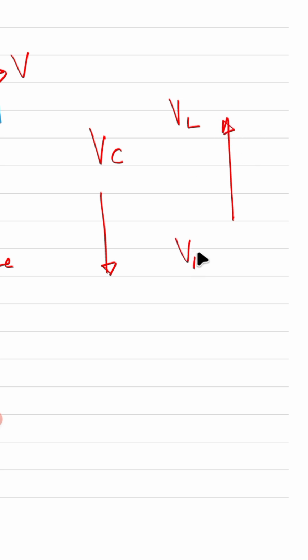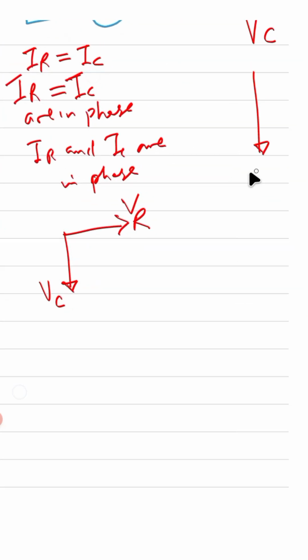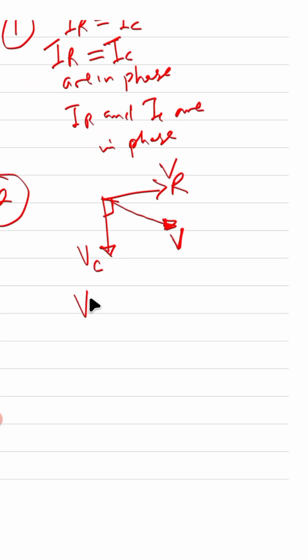Please don't forget why VR must always point like this. Because I have VC pointing down and VR going like this, the angle between them is 90 degrees. So there will be an effective voltage like this, which is the resultant. This will now be V. So how will you find V? V is just the Pythagoras theorem. V is the square root of VC squared plus VR squared.